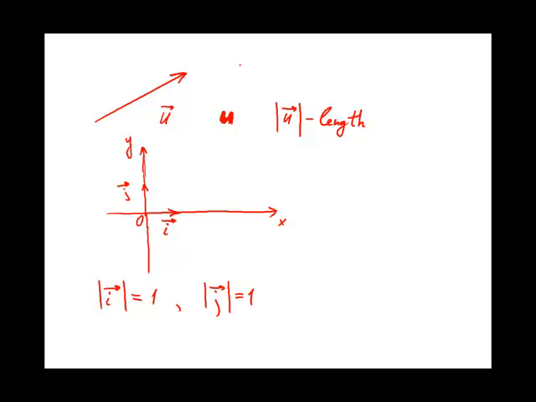Now, let's have two vectors, u and v. Okay, I have this vector u, which flies in space somewhere. And let's have another vector v.